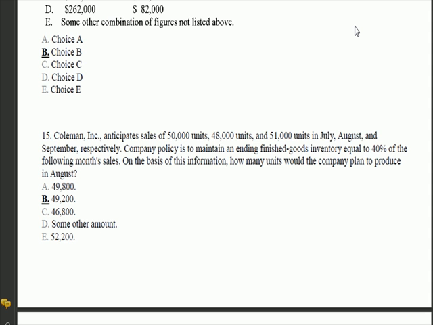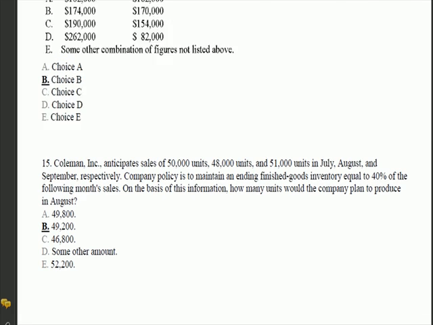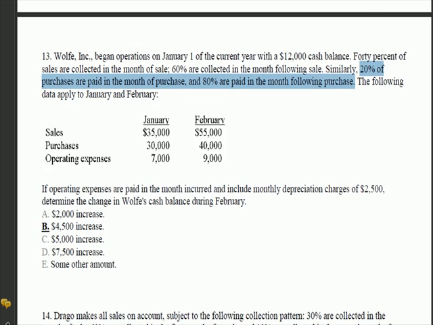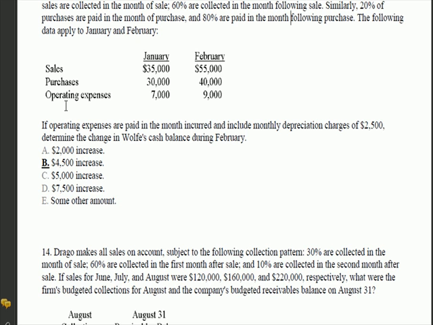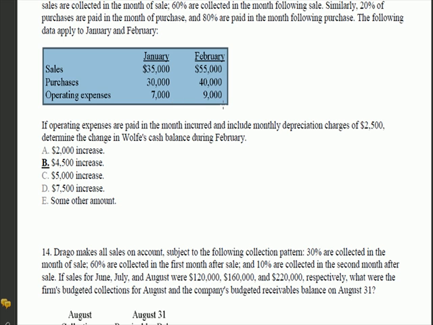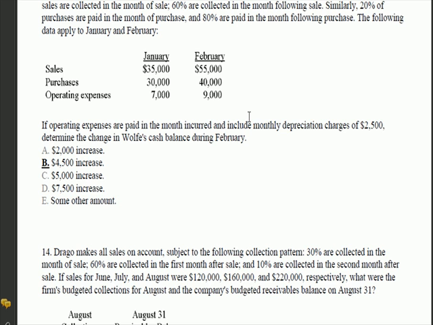And then there's a wrinkle put in at the bottom of the question. It says operating expenses are paid for in the month incurred. Well, that's pretty simple. And here's the wrinkle. And include monthly depreciation charges of $2,500. Keep in mind that depreciation represents expensing of an asset with the passage of time as you use the asset. It does not relate to cash. So if operating expenses, 7,000 and 9,000, include depreciation, we have to deduct 2,500 in each month to get the correct number.